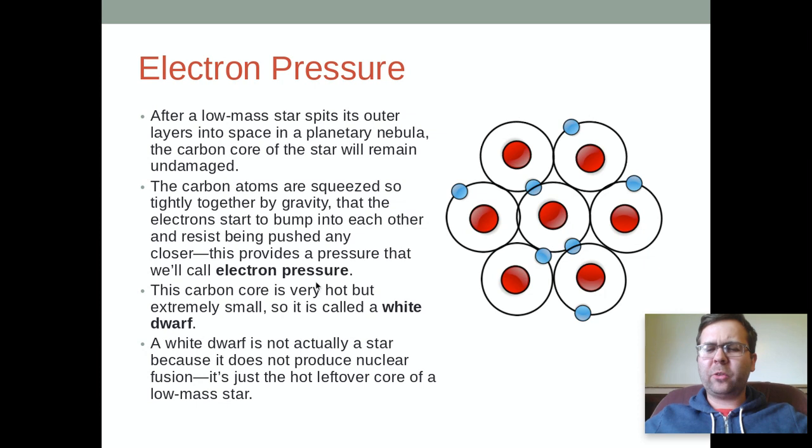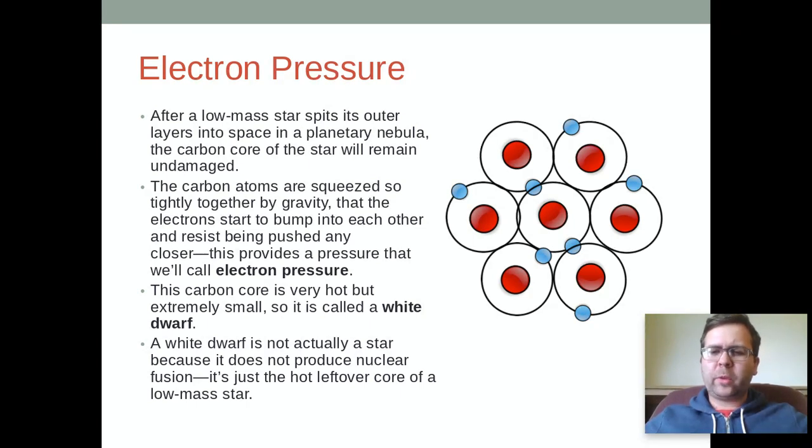When the electrons don't want to get any closer together, they exert what's called electron degeneracy pressure. I just call it electron pressure. Basically, the atoms don't want to get any closer together. They can't really because the electrons are resisting getting any closer together. And this is what a white dwarf is.